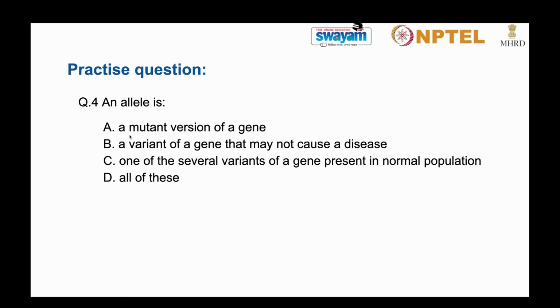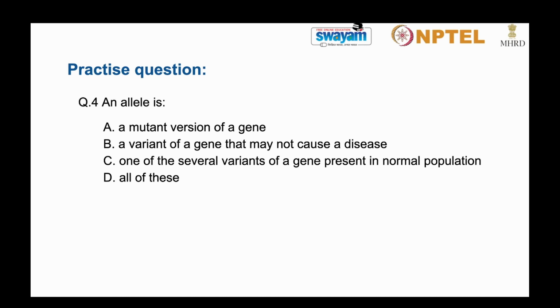So an allele is: option A, a mutant version of a gene. Option B, a variant of a gene that may not cause a disease. Option C, one of the several variants of a gene present in the normal population. And option D, all of these. So now tell me, have you heard about the name before, allele? Yes, ma'am. Okay, so what do you understand by allele?